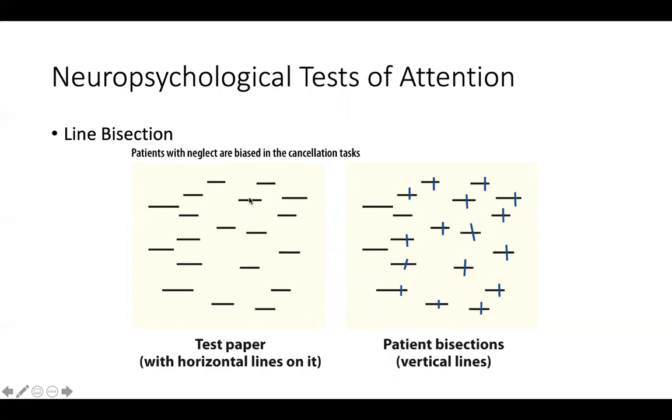So right here, I think it'd be right there. For this one, it'd be right here. For this one, right here. Over here, for this one, right here. Your job as the participant is to bisect the lines, put a vertical line straight through the middle of each one. Looking over here, these are from patients. These are individuals that have right hemisphere damage.